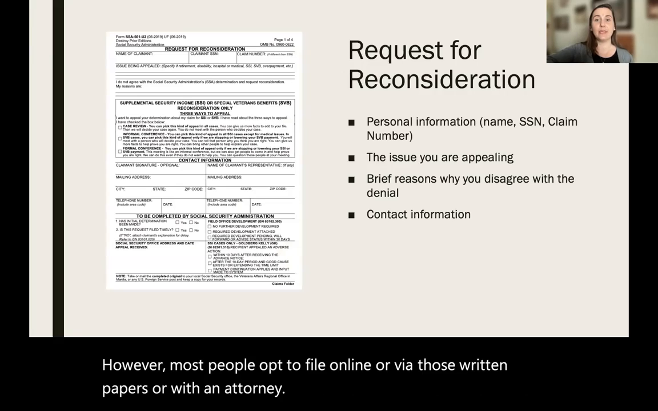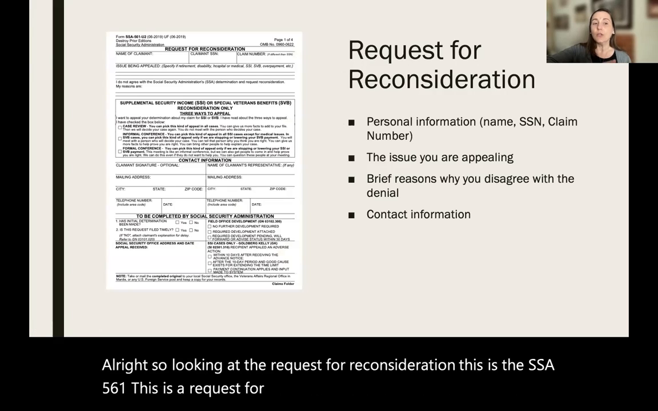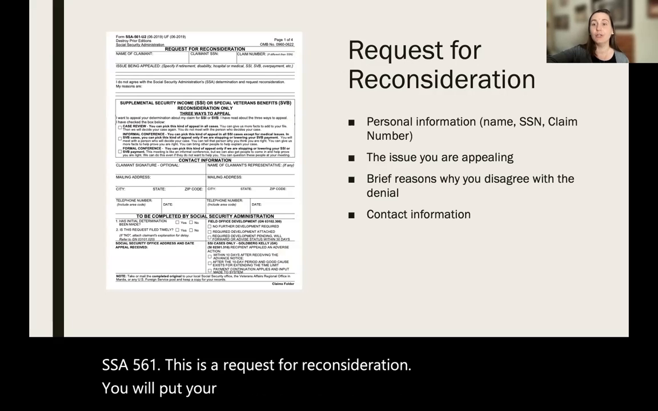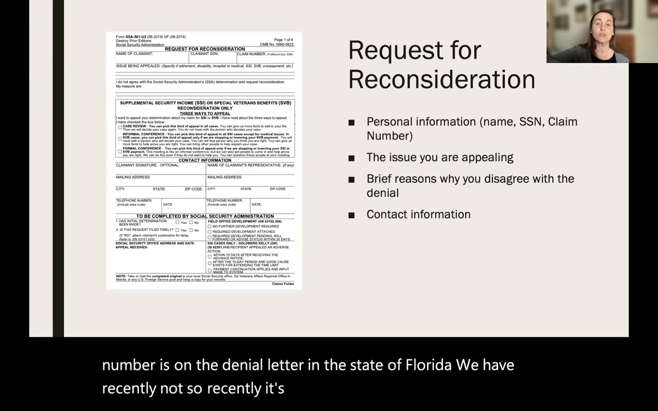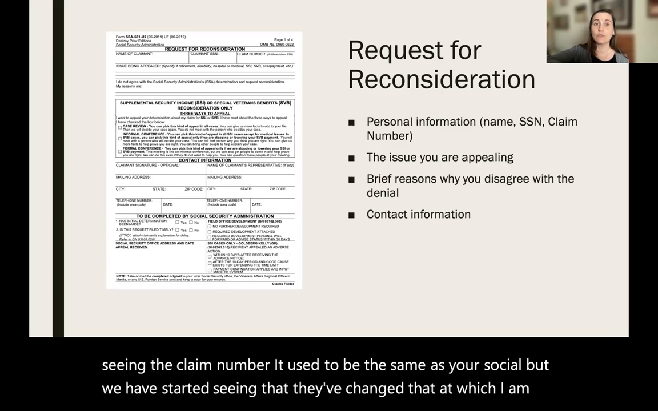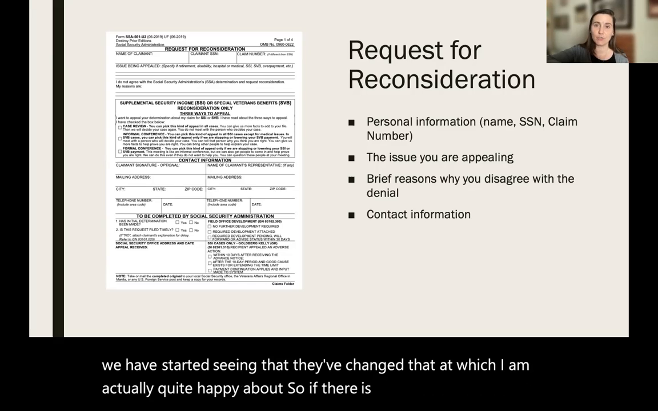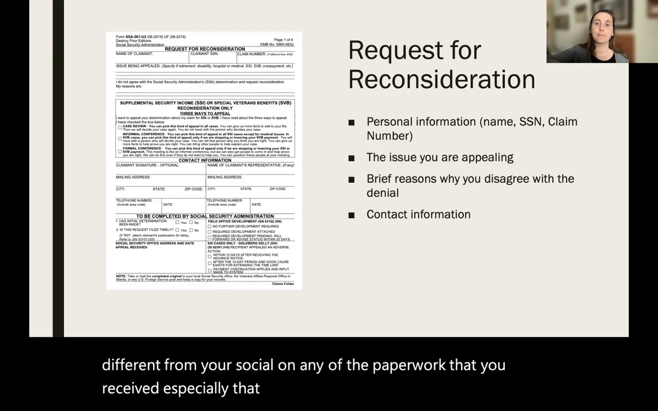All right, so looking at the request for reconsideration, this is the SSA 561. This is a request for reconsideration. You will put your name, your social, your claim number. The claim number is on the denial letter. In the state of Florida, we have recently, well, not so recently, it's been a couple years now, started seeing the claim number. It used to be the same as your social, but we have started seeing that they've changed that, which I am actually quite happy about. So if there is a claim number that's different from your social on any of the paperwork that you received, especially that denial, make sure you put that in there.